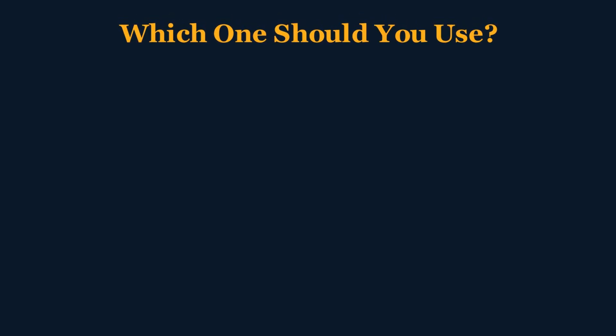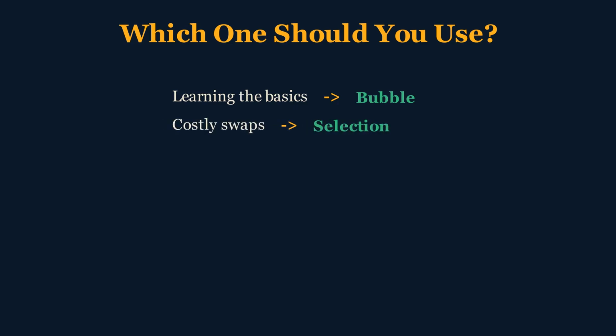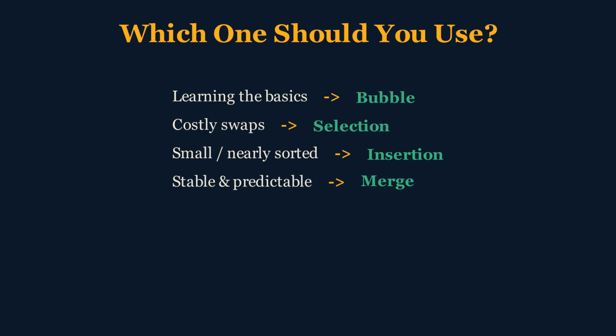So which one should you reach for? Just learning the basics? Bubble Sort. Worried about expensive swaps? Selection Sort. Small or nearly sorted data? Insertion Sort. Needs stable, predictable performance? Maybe on linked lists? Merge Sort. Fast in-memory sorting? Quick Sort. And if you're working with priority queues, that's Heap Sort, another big O of n log n option I cover in a separate video.